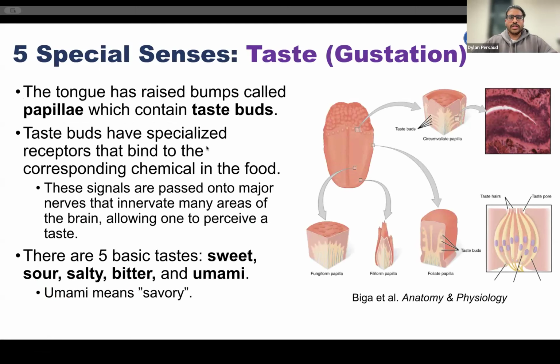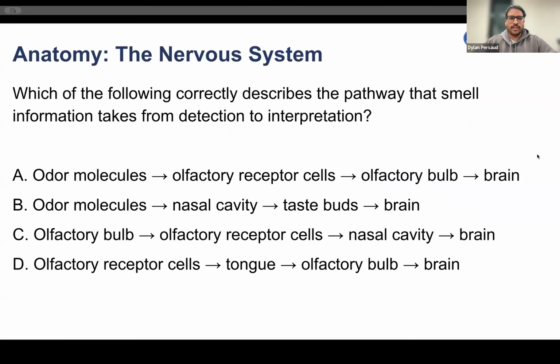And the taste buds have specialized receptors that bind to the corresponding chemical in the food. So salt binds to sodium. Acidic would be for H+, sweet would be glucose, sucrose, etc. Okay, and these signals are passed onto the major nerves that innervate the many areas of the brain, allowing us to perceive taste. Okay, and these are 5 basic tastes. So that would be sweet, sour, salty, bitter, and umami. And that's pretty much it for the tongue.